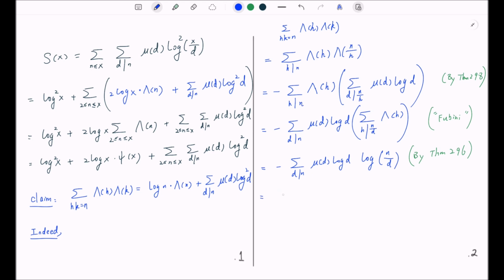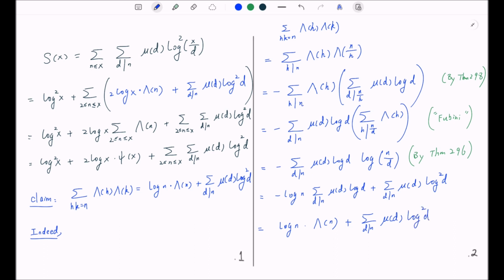And now let's continue. We'll break this log and thus break this sum into two parts. You can notice that in the first part, we're going to use theorem 298. So by 298 again, this part is log of n times lambda of n. And we will leave the second part alone. Which verifies this claim. In Hardy's book, this equation has the name 22.14.7.